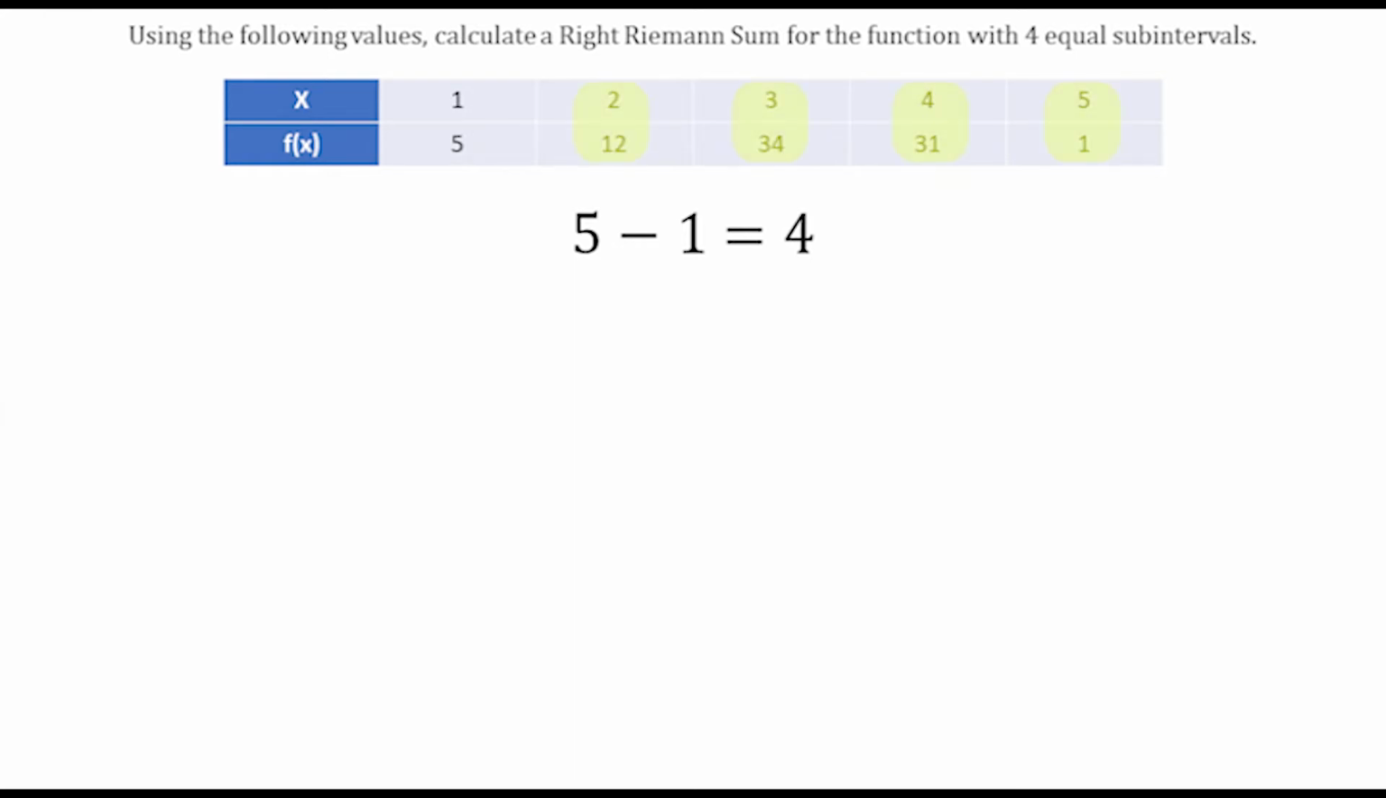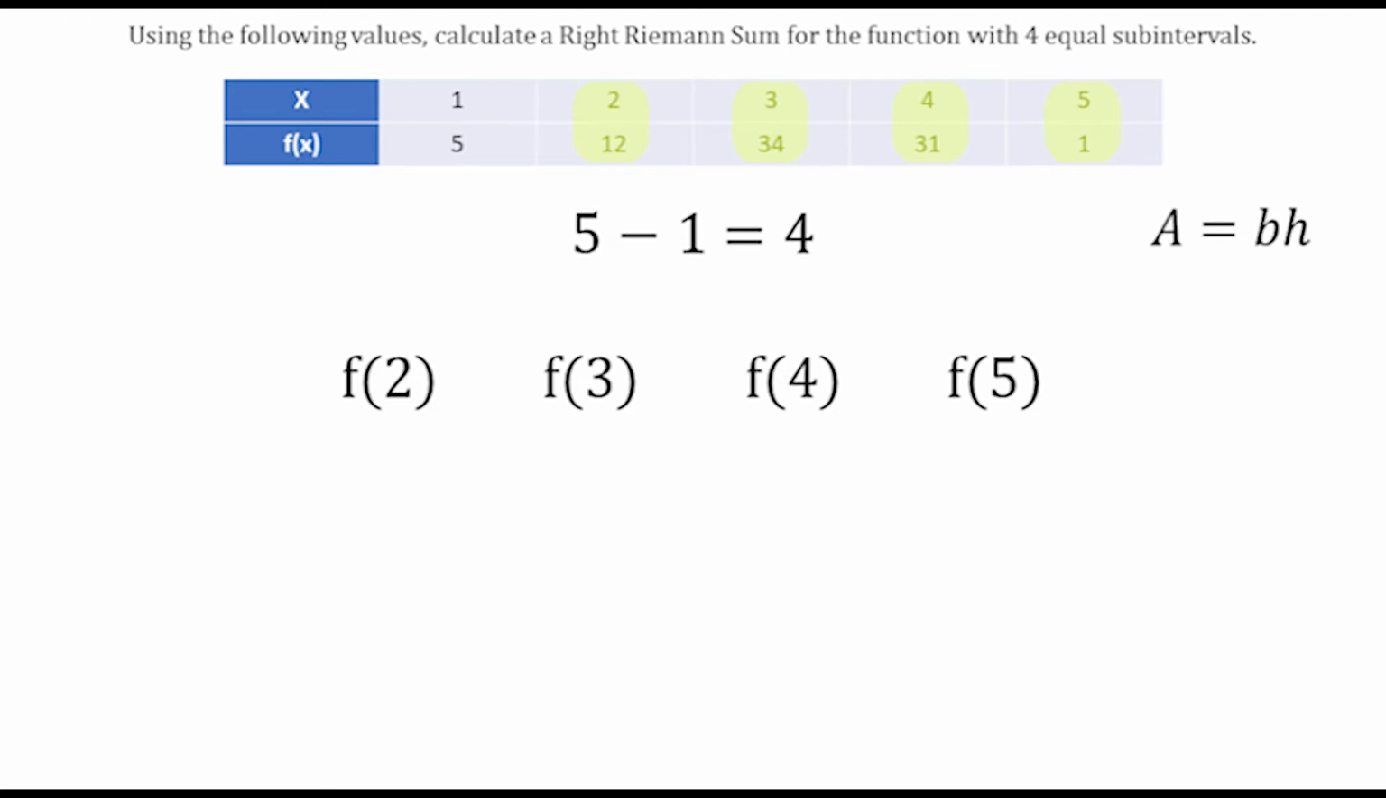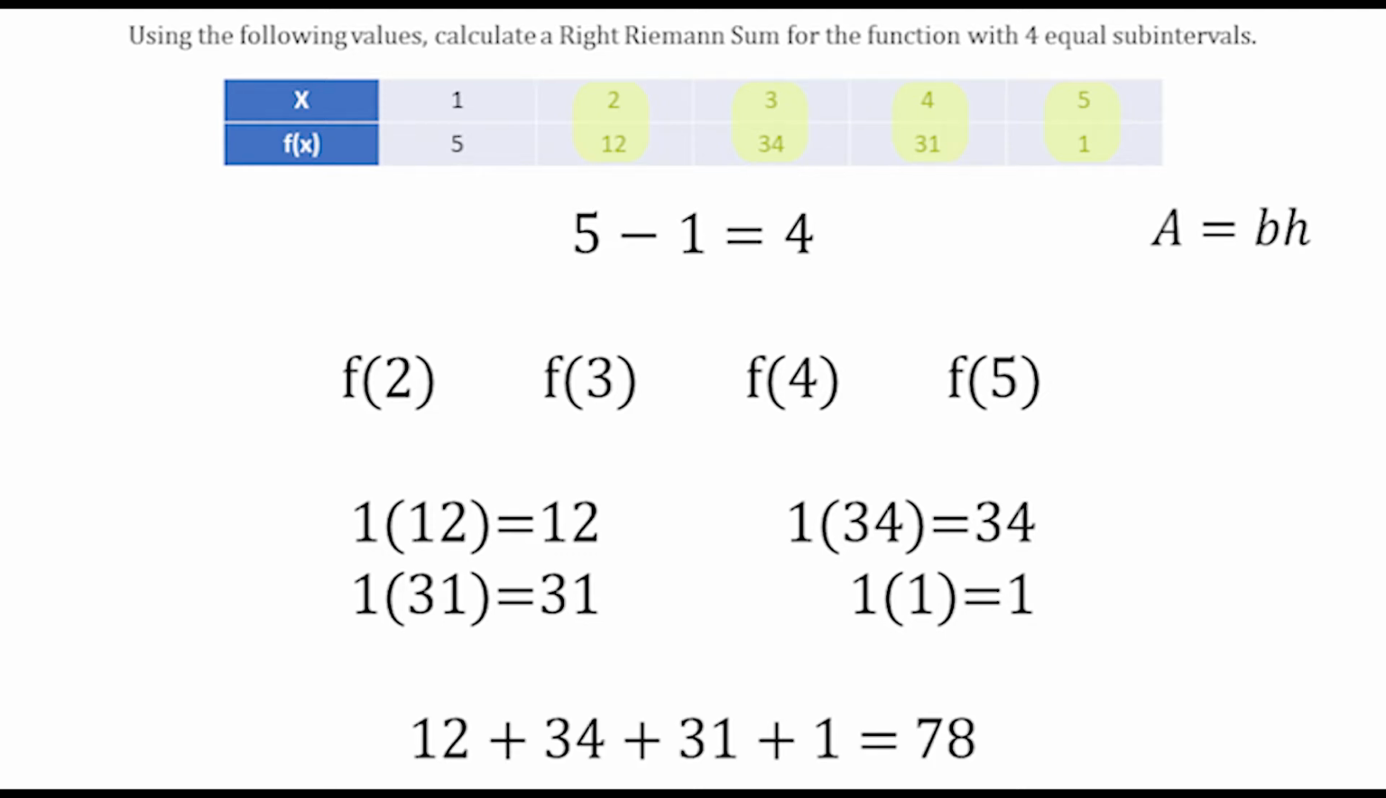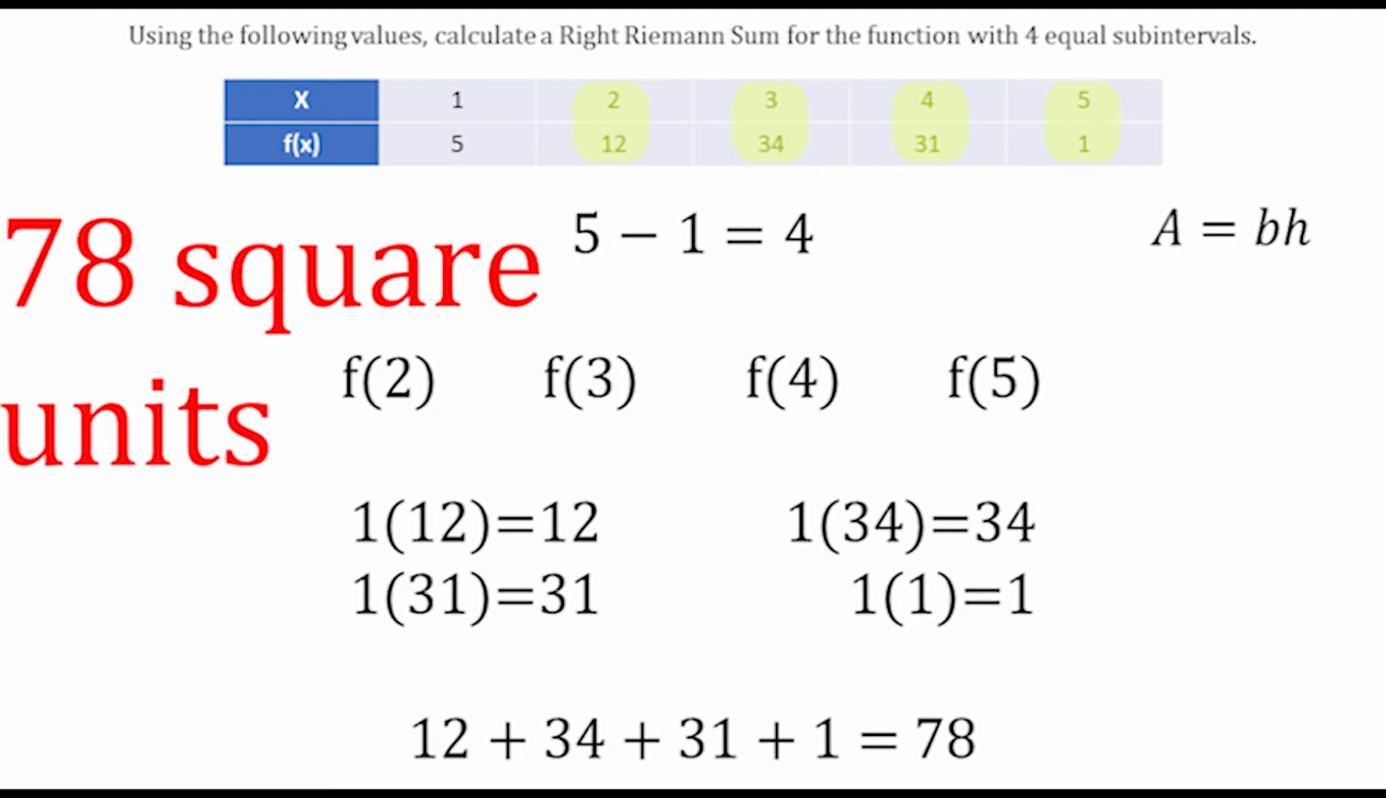Because it is a right sum, we will be making the rectangles from the right side of each. The heights will be f of 2, f of 3, f of 4, and f of 5. To get each area, multiply the height by the interval width. 1 times 12 equals 12, 1 times 34 equals 34, 1 times 31 equals 31, and 1 times 1 equals 1. Now add them together. 12 plus 34 plus 31 plus 1 equals 78. The approximate area under the curve is 78 square units.